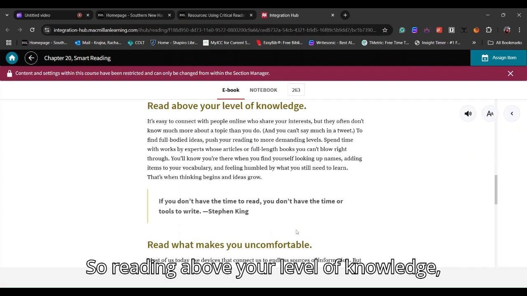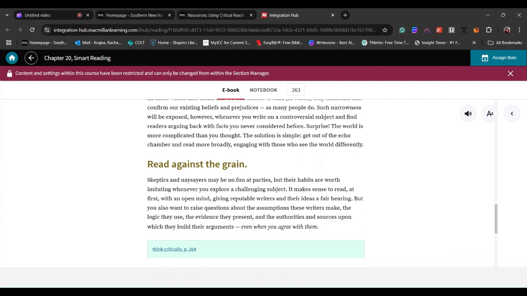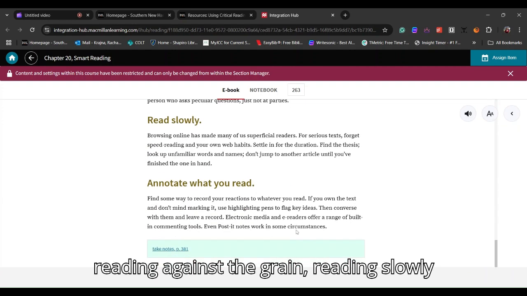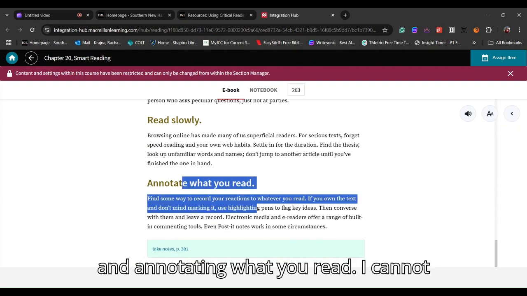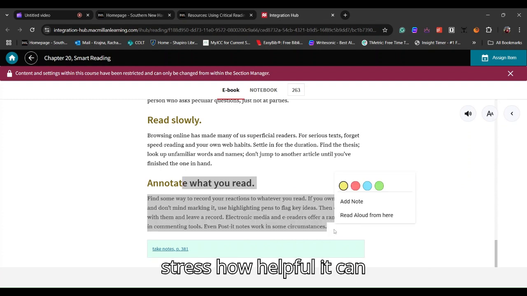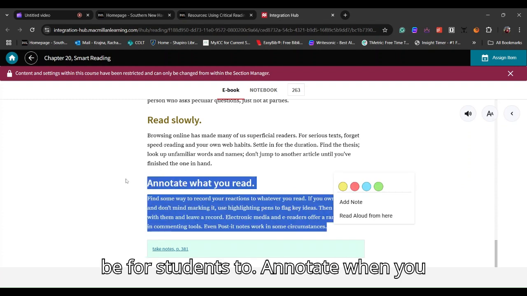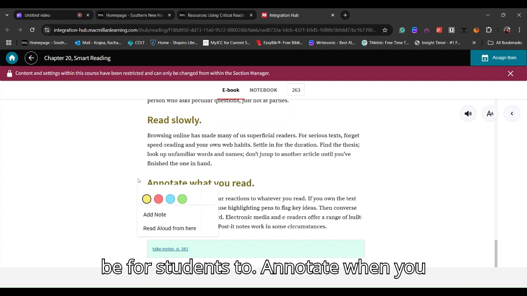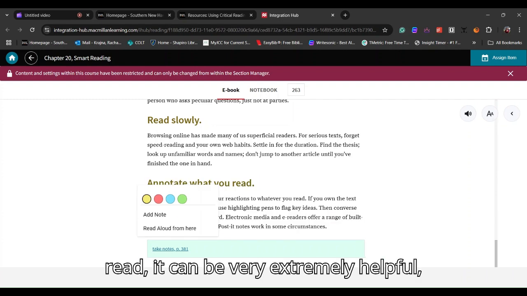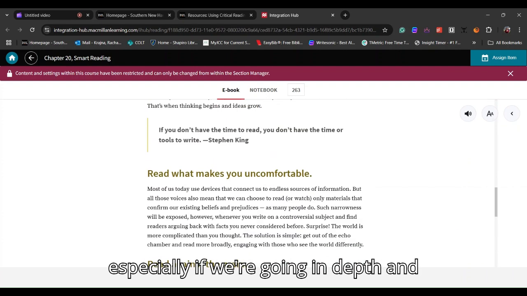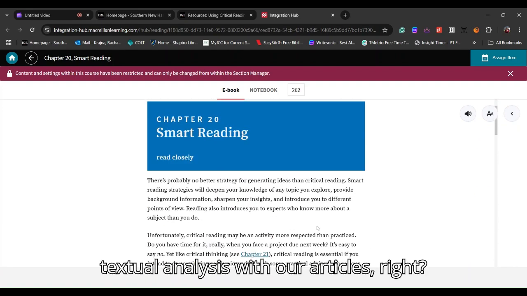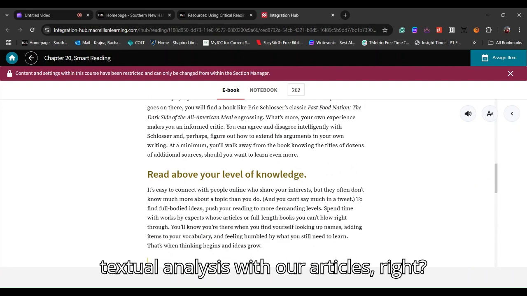So, reading above your level of knowledge, reading against the grain, reading slowly, and annotating what you read. I cannot stress how helpful it can be for students to annotate when you read. It can be extremely helpful, especially if we're going in depth. And we're going to be doing a lot of textual analysis with our articles, right?